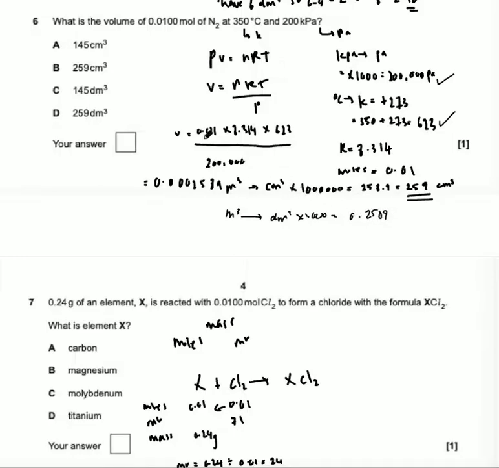0.2589. That's not an option given here. If we go from meters cubed to centimeters cubed, we times by 1,000,000, and that will give us 258.9. Rounding up, we get 259 centimeters cubed. Therefore, the answer is B.